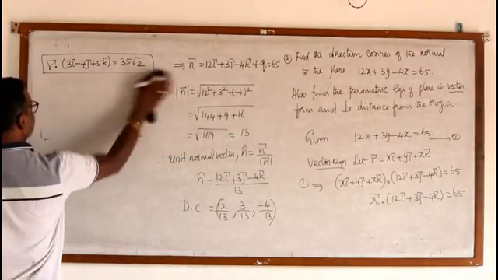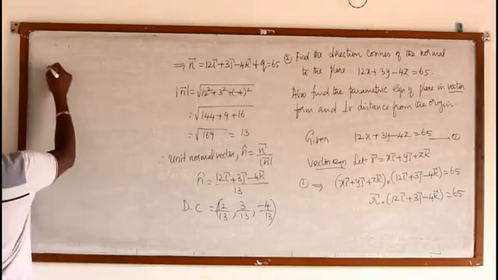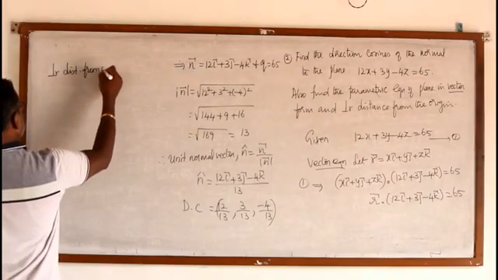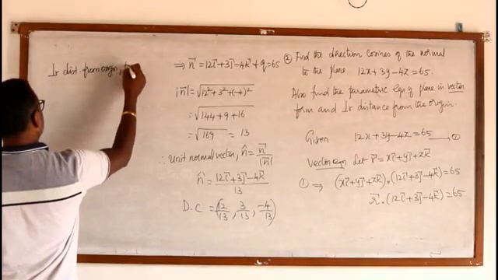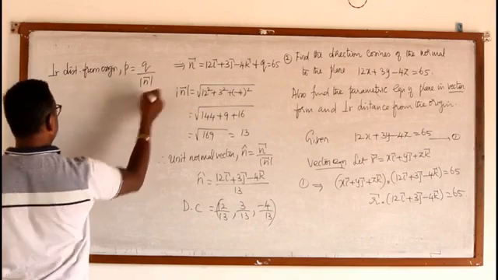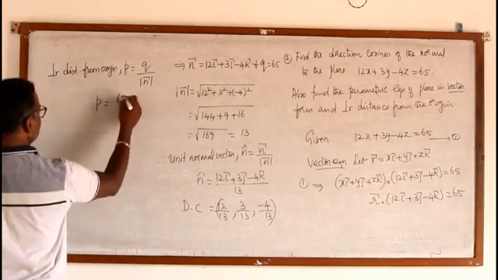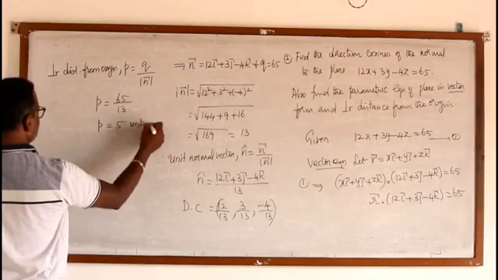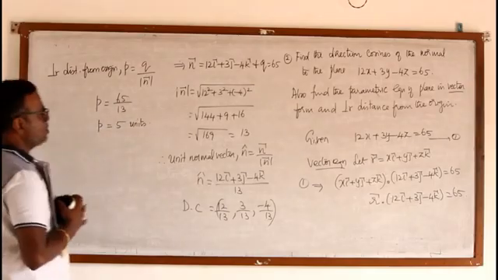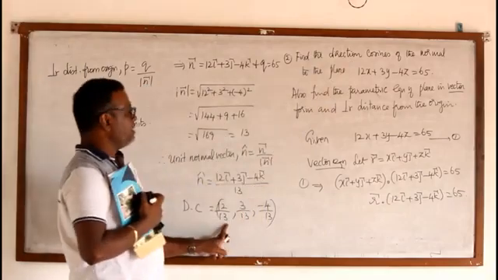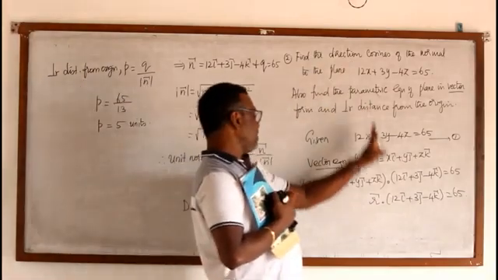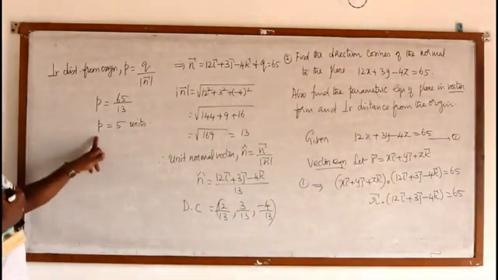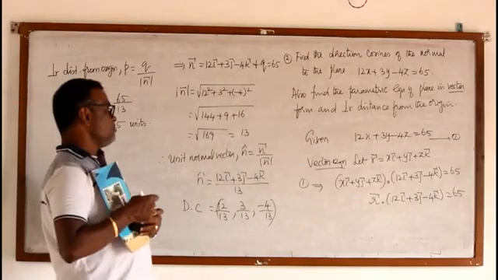One more thing is the perpendicular distance from the origin. P equal to q by modulus of n. So P equal to 65 by 13. So P equal to 5. So this is the perpendicular distance from origin. So direction cosines are 12 by 13, 3 by 13, minus 4 by 13. Vector equation is r dot 12i plus 3j minus 4k equal to 65. And the perpendicular distance from origin P is 5 units. With that, this problem is over.